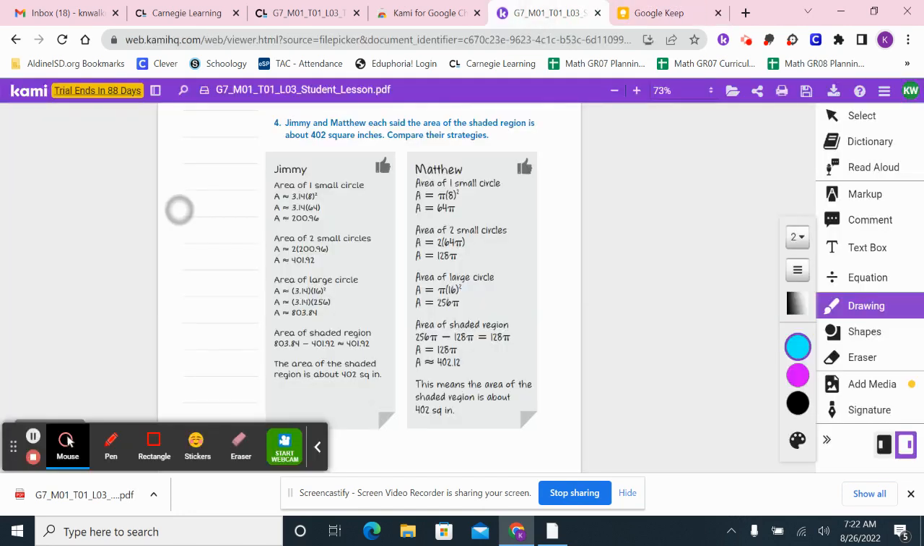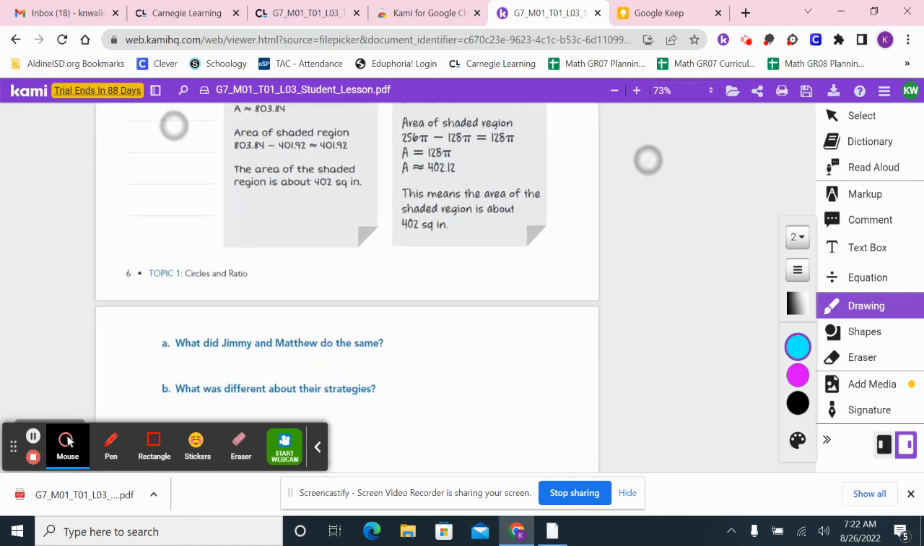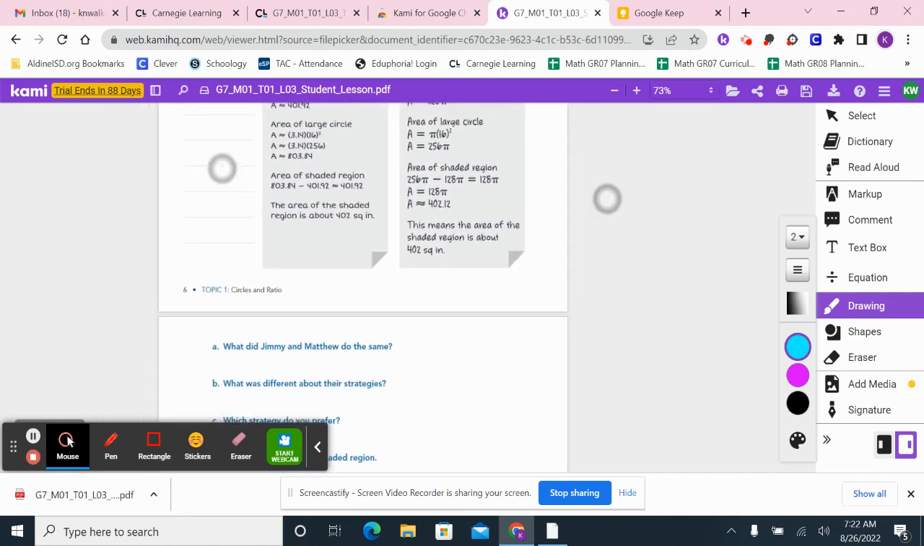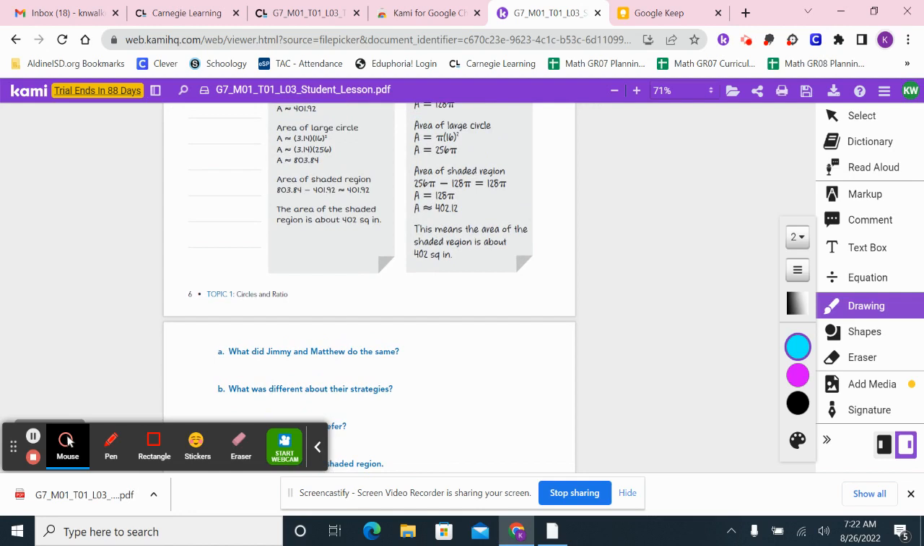And question number 4. So if you looked at this carefully, you could have noticed that Jimmy and Matthew did the exact same work that we just did. They solved the exact same problem. So now let's answer questions A, B, and C. Question A said, what did Jimmy do and Matthew do the same? You could have said something to the effect of, they both solved for the area in the same way or the same fashion.